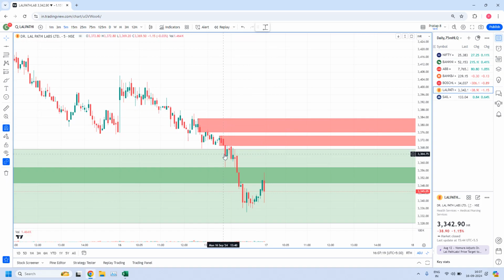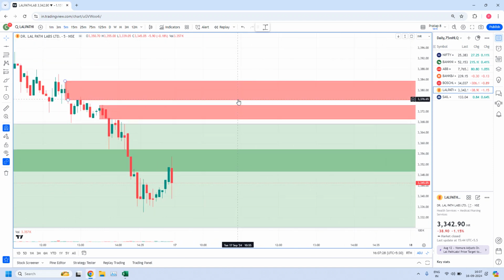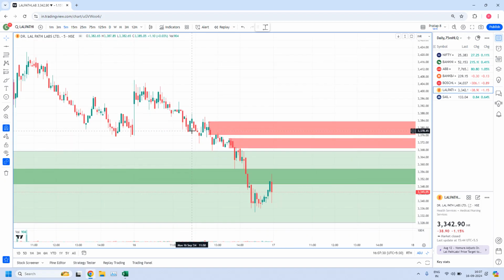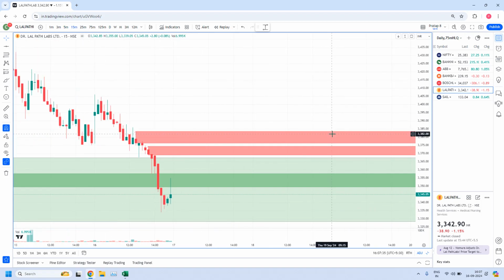Moreover, this is almost at the closing hours of the market, the last one and a half hour of trade. Because the 15 minute zone is very, very far away.